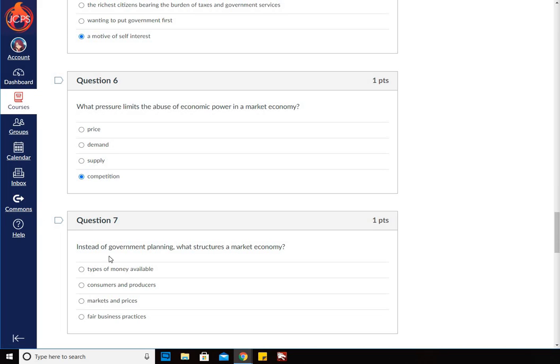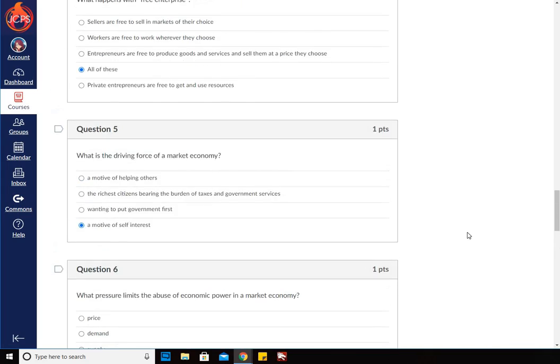Number 6 is competition. Instead of government planning, what structures a market economy? We've got types of money available, consumers and producers, markets and prices, fair business practices.